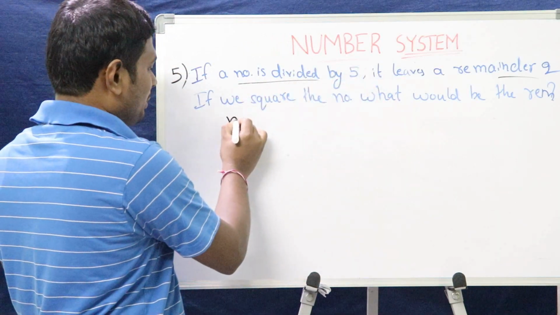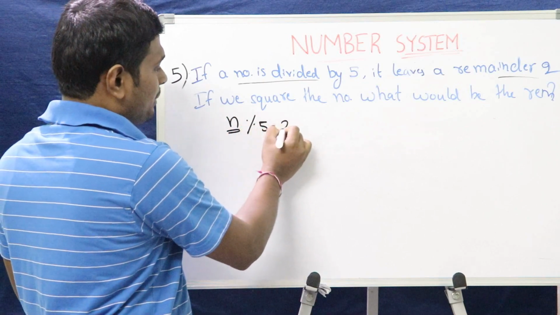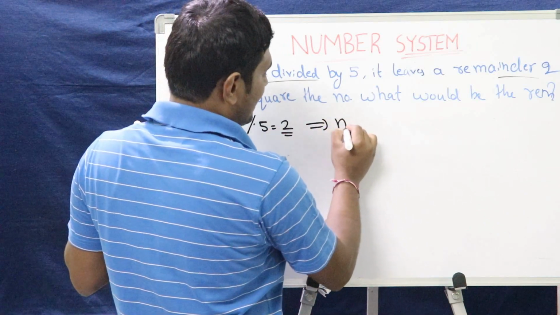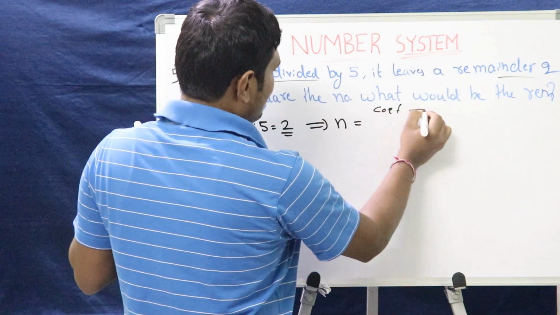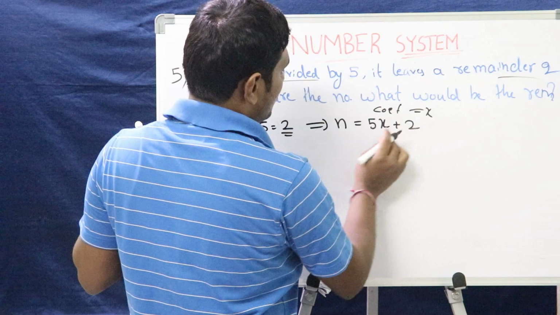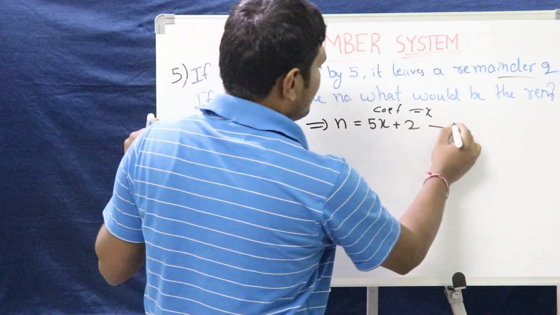Let's assume the number as n. If we divide it by 5, we get the remainder 2. How can we write that number? The n can be written as, let's assume the coefficient as x, then we write that number as 5x plus 2. 5 into coefficient plus remainder. This way we can write it.